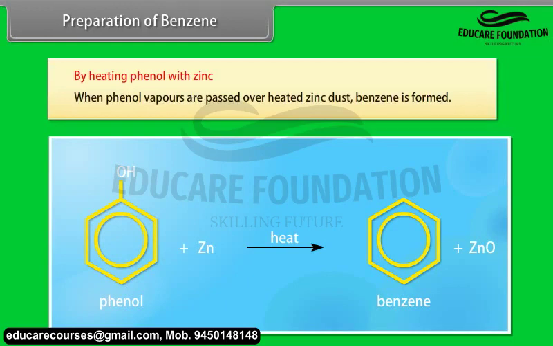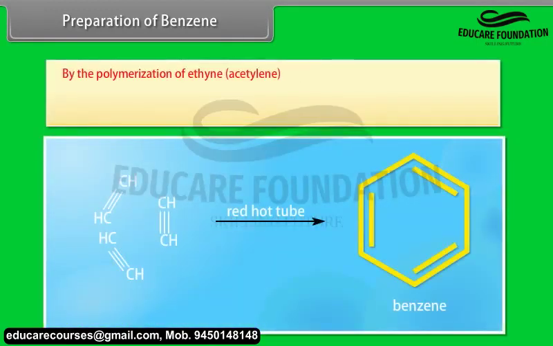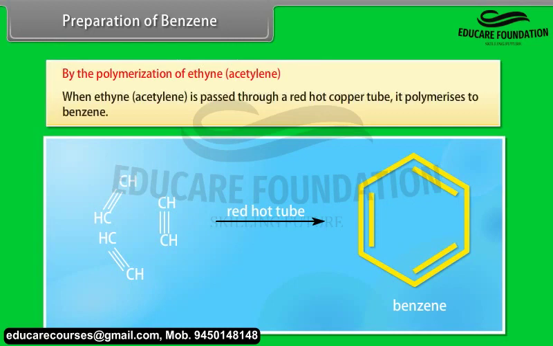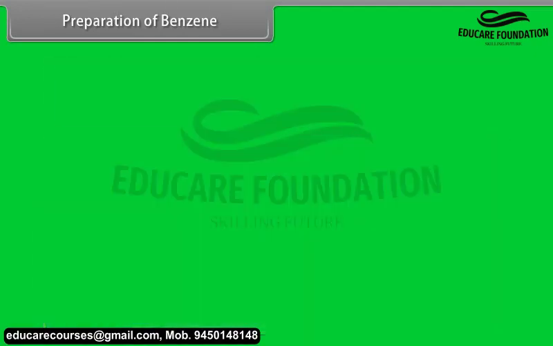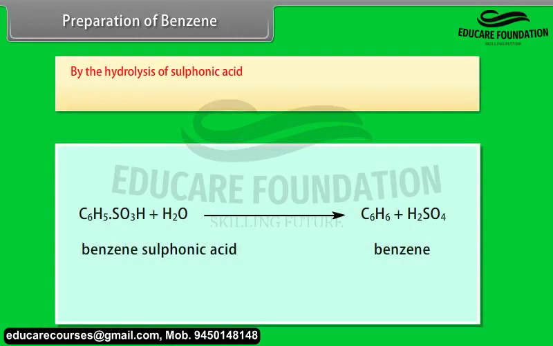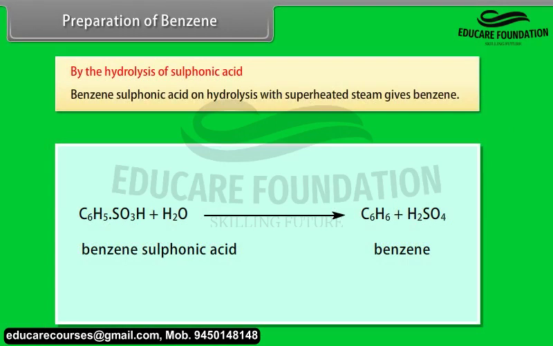By heating phenol with zinc. When phenol vapors are passed over heated zinc dust, benzene is formed. By polymerization of ethyne, acetylene. When ethyne or acetylene is passed through a red-hot copper tube, it polymerizes to benzene. By the hydrolysis of sulfonic acid. Benzene sulfonic acid on hydrolysis with superheated steam gives benzene.